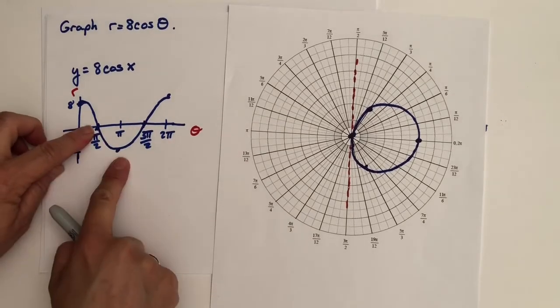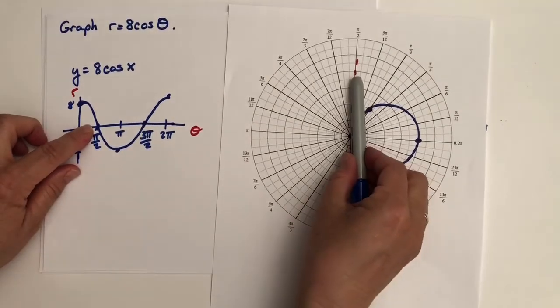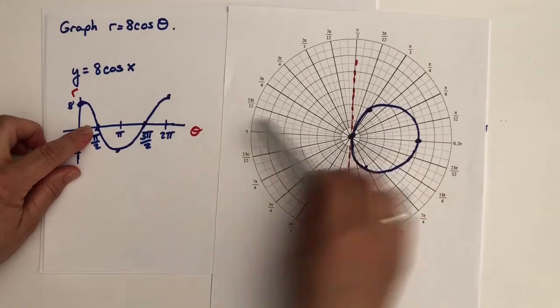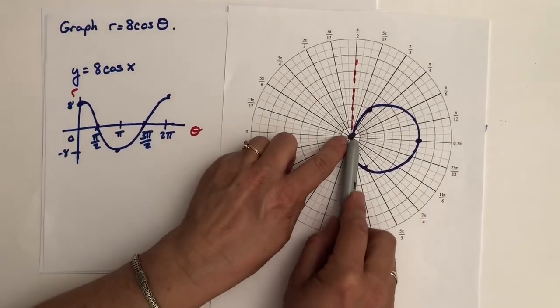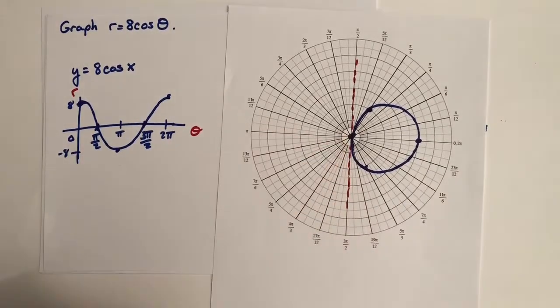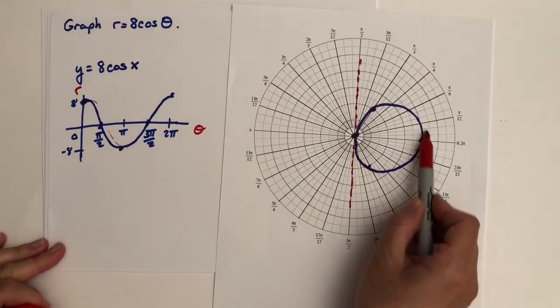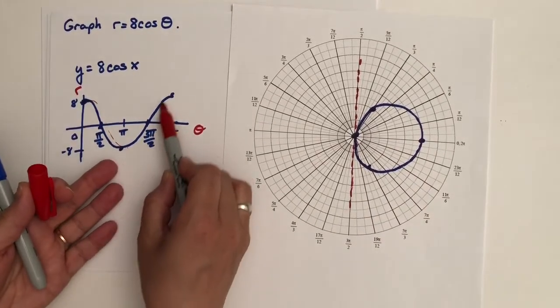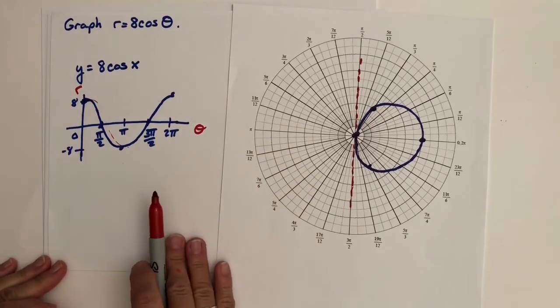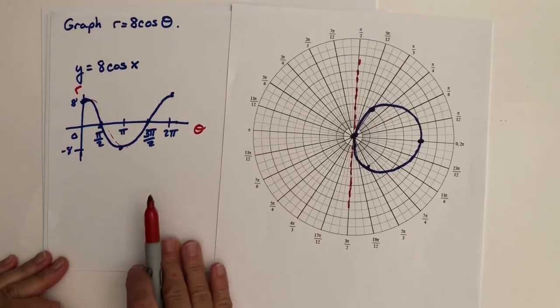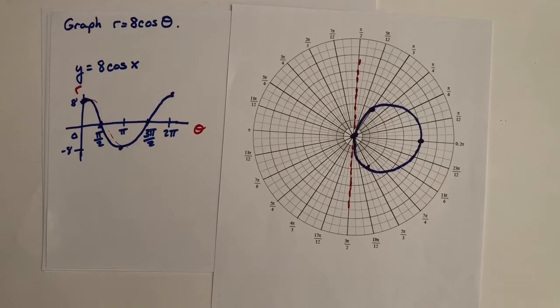From pi over 2 to pi, our r values were negative. That's how we finish up the circle. So from here to here, we have finished the circle, and the rest of it just repeats or duplicates that circle. So r equals 8 cosine theta looks like this. I hope you're able to go practice some polar graphs.